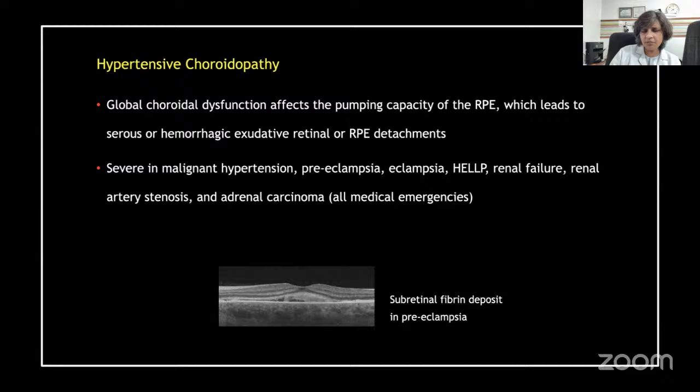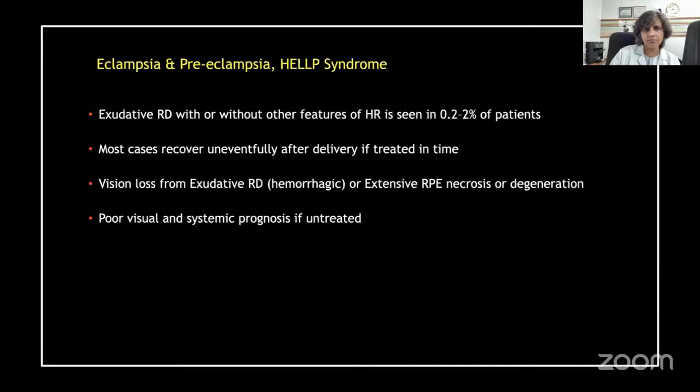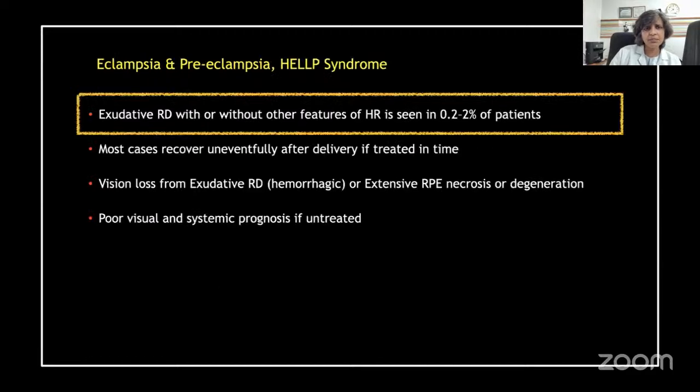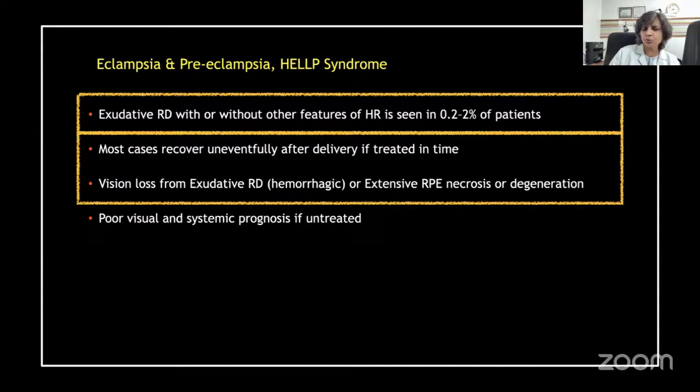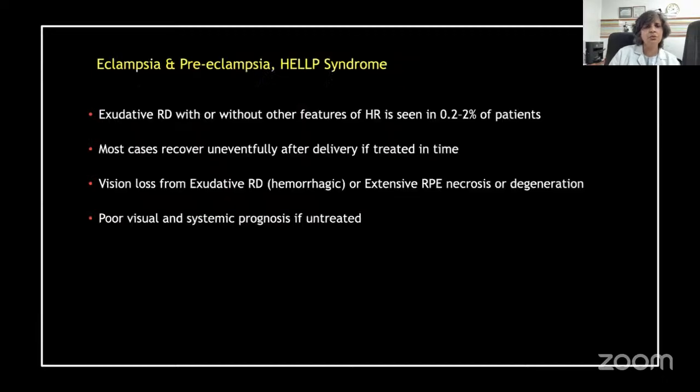and when there is an extensive choroidal dysfunction, that leads to RPE detachments and exudative retinal detachments, which can even be hemorrhagic, not always serous, as seen in malignant hypertension, preeclampsia, eclampsia, HELLP syndrome, all of which are medical emergencies. So in eclampsia especially, vision loss occurs from exudative RD and extensive RPE necrosis or degeneration if the blood pressure is not managed in an emergent manner. Most cases, however, recover uneventfully because they are managed during the episode.